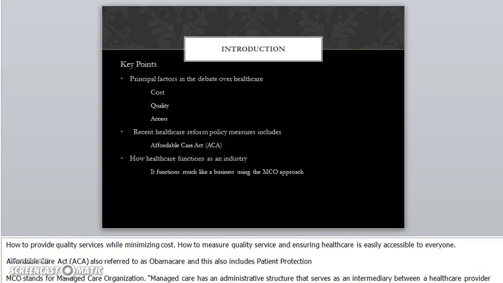Another key point is the recent healthcare reform policy measure that includes the Affordable Care Act. The Affordable Care Act, or ACA, also referred to as Obamacare, includes the protection of patients' privacy.